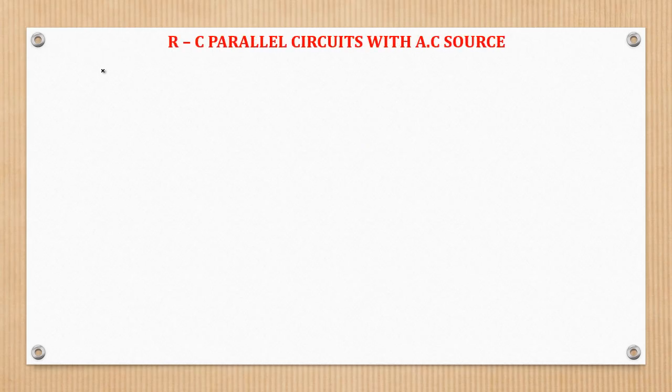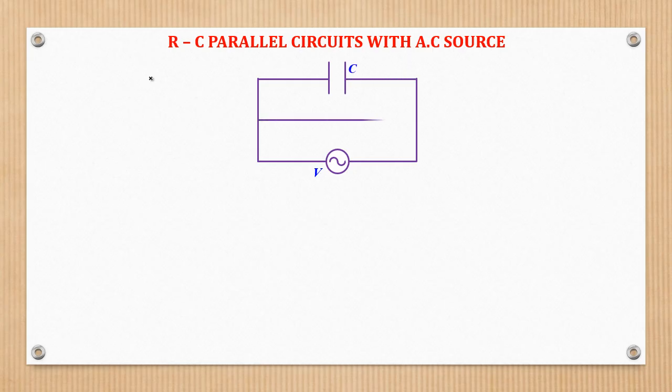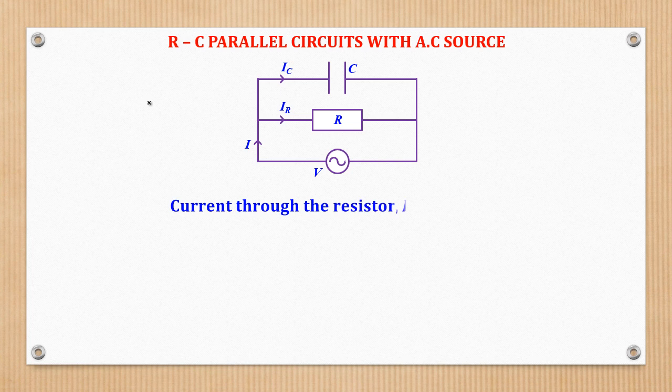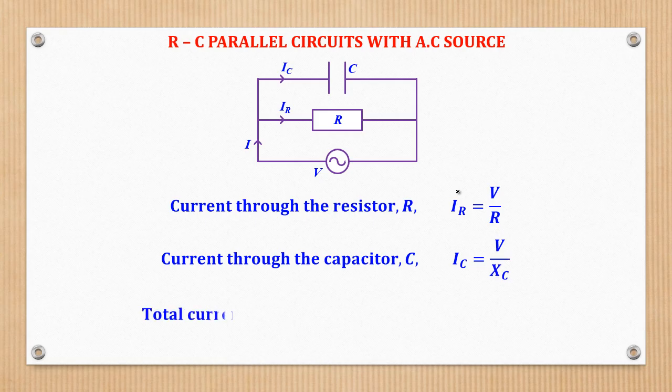Then now we shall go to resistors and capacitors connected in parallel. That's a capacitor, then that's a resistor. So current is different through each component, but PD is the same. So current through the resistor is that, current through the capacitor is that, and total current is that.